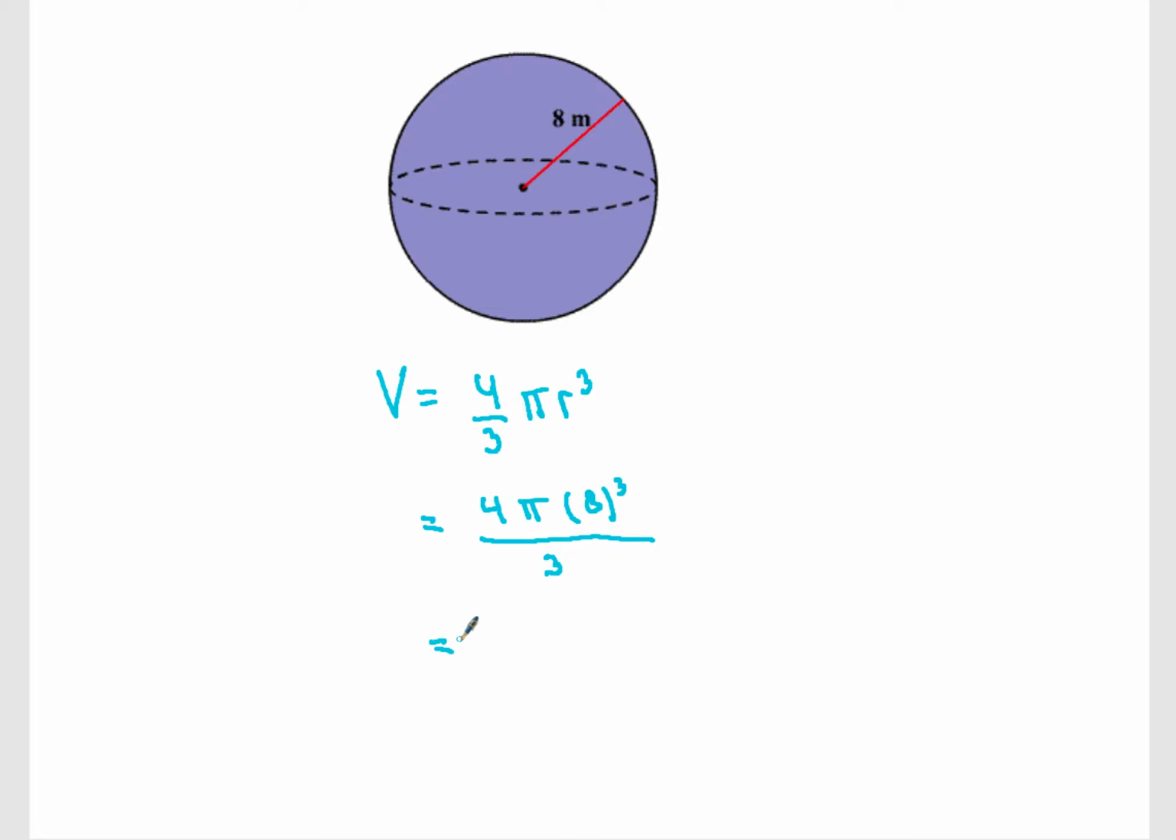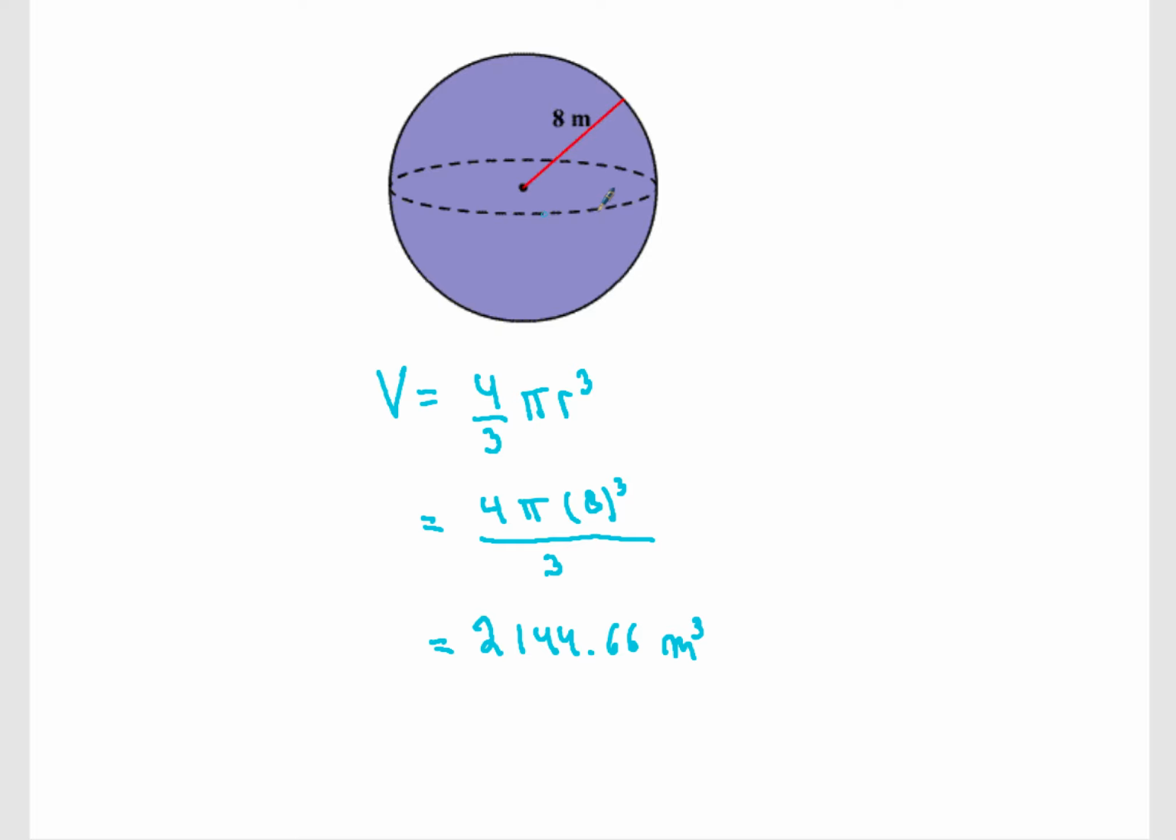So how do I plug this in? Go in my calculator, I say 4 times pi times 8 to the power of 3. Make sure you find the right button on the calculator to say to the power and 3, or some of the calculators will say x cubed right there. And then I will divide it, the whole thing, by 3. This is giving me 2144.66, and in this case, the units are meters cubed.